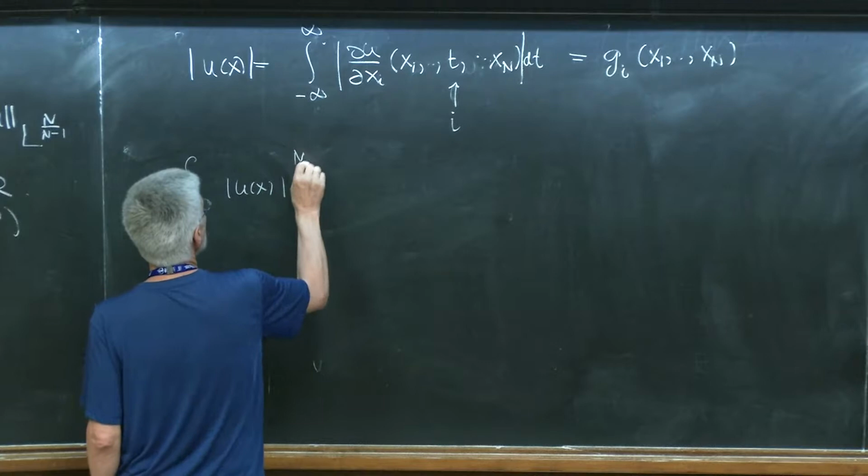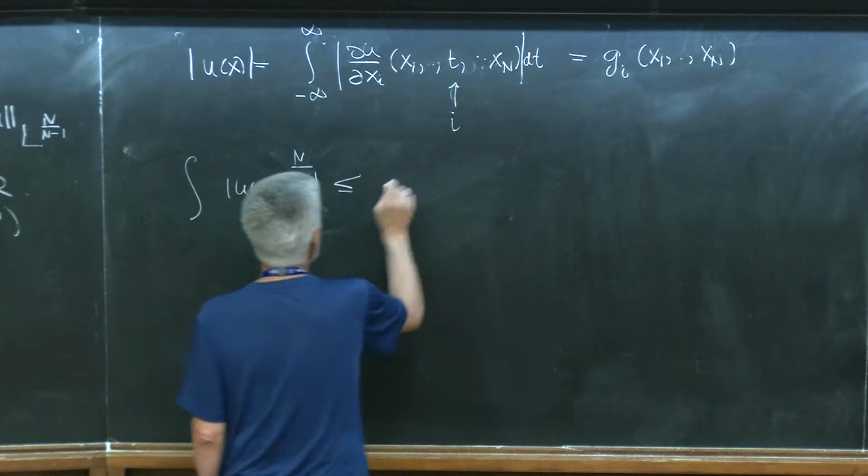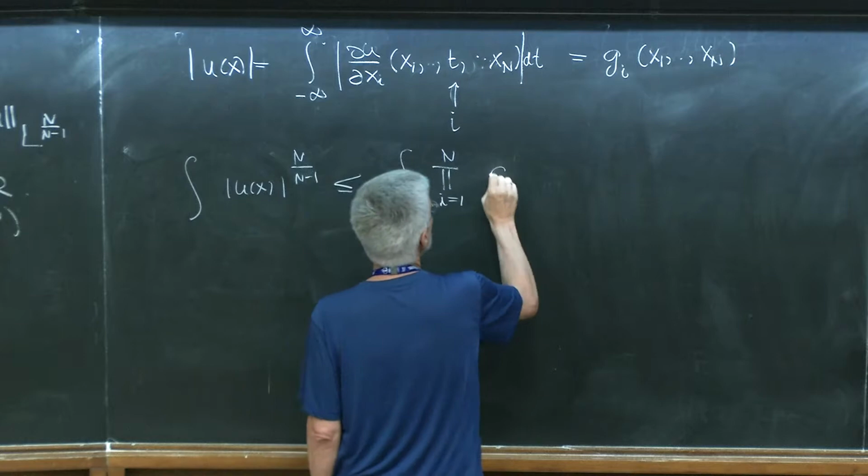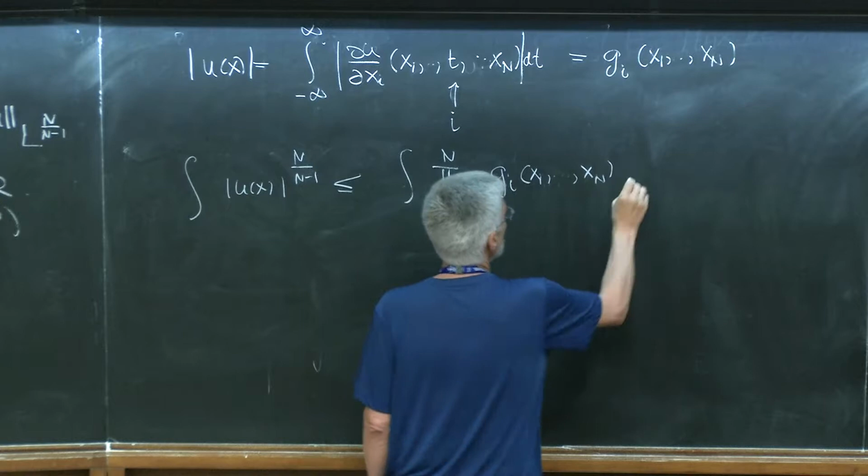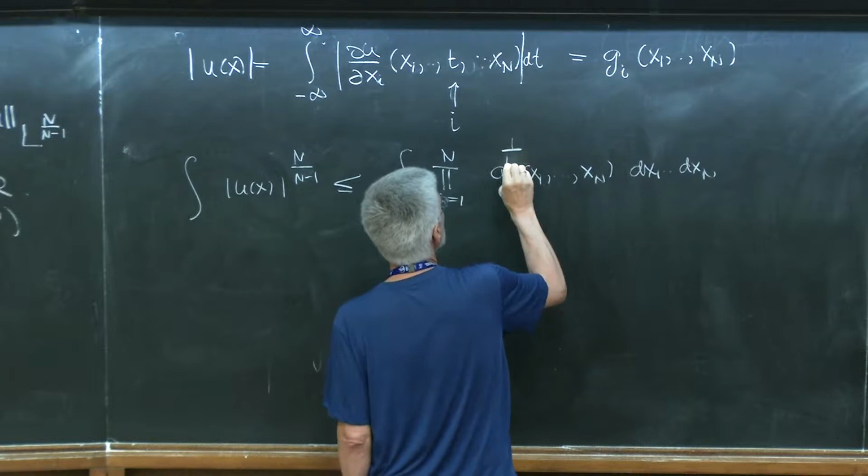And then what you do, you compute the integral of u of x to the power n over n minus 1. And you estimate it by the integral of the product, i equals 1 to n, of gi of x1 up to xn, to the power 1 over n minus 1, and then you integrate dx1 up to dxn. I forgot a 1 over n minus 1.